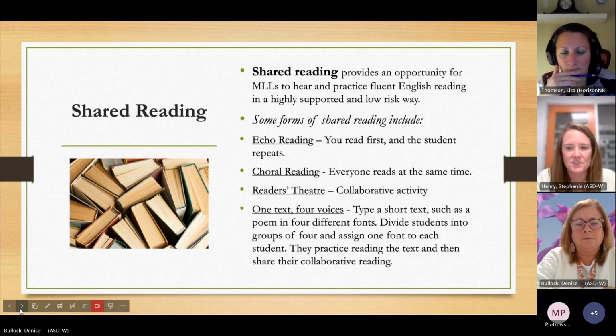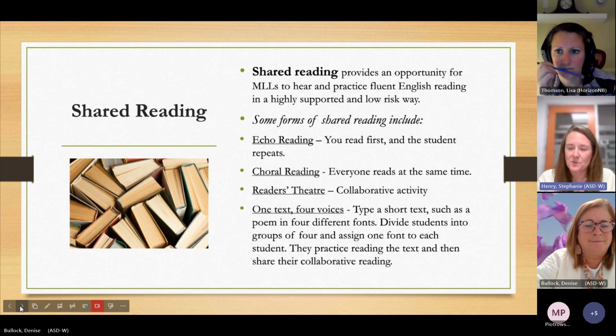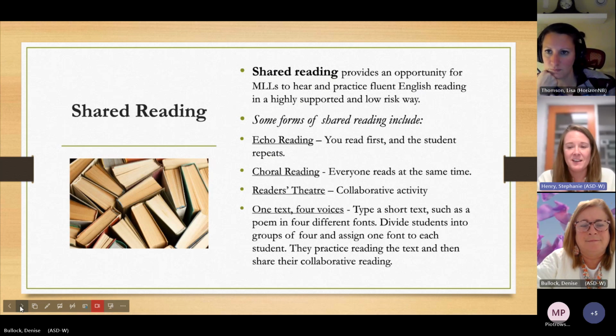So these are ways to focus on the oral production, the oral interaction probably, and some of those different reading skills that maybe some of the other methods don't always hit, such as some of the fluency and pronunciation and things like that.